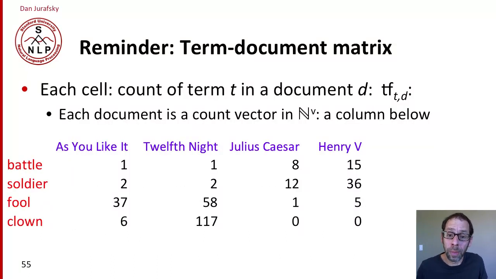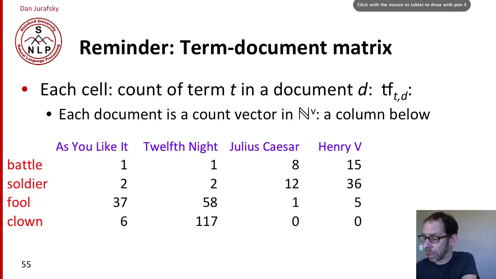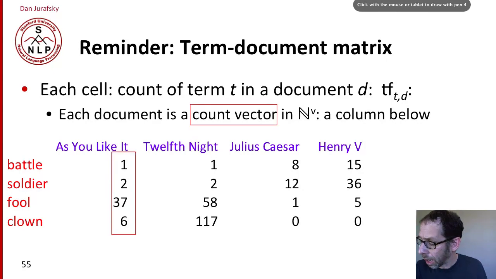Remember the term document matrix we saw in information retrieval. So each cell in the term document matrix was the count of a term T in a document D. So we called it the term frequency of T in D. And we thought about what it meant to be a document: a count vector, so a column in this term document matrix. So the document As You Like It, the Shakespeare play, is a count vector over lots of words. I've shown you just 4 words: battle, soldier, fool, clown. So As You Like It is a count vector.